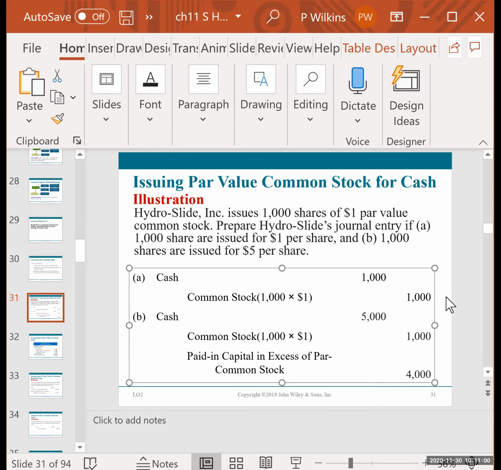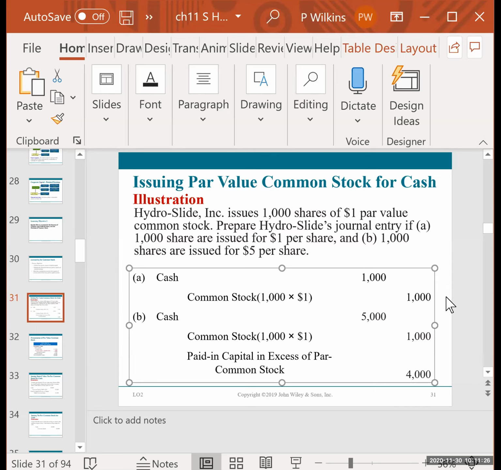So we're going to debit cash $5,000. We're then going to credit common stock for the value of the stock we sold. So that's going to be the number of shares times the par value or stated value, depending on what the problem tells us. This problem tells us it's a $1 par value. So we take $1,000 times $1. That gives us the $1,000 that we credit.